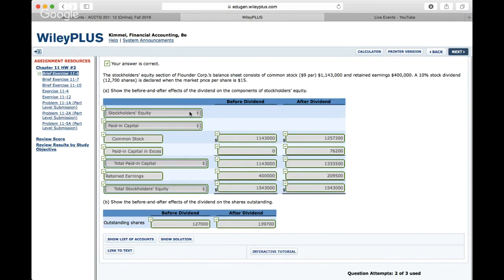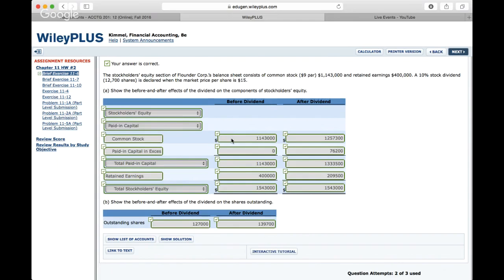So this is the stockholders equity section. We go ahead and start out by putting stockholders equity at the first part. Then the second, we go paid in capital. And thirdly, we do common stock.